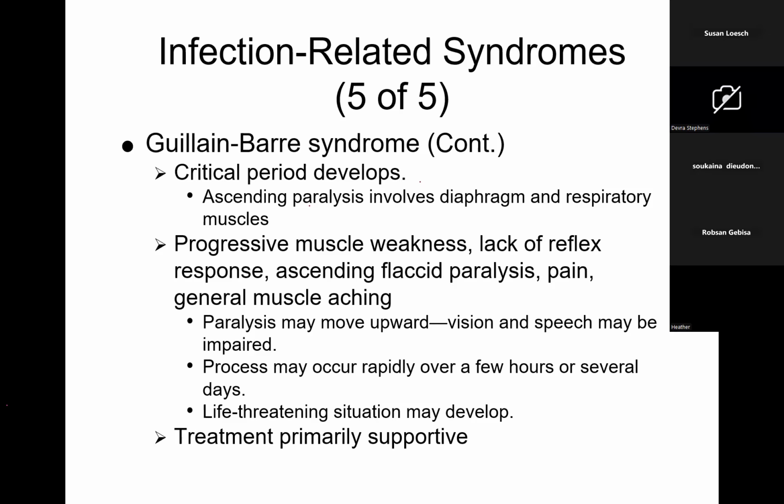So the signs and symptoms for Guillain-Barré are progressive muscle weakness and areflexia beginning in the legs, ascending flaccid paralysis accompanied by paresthesia, pain, and general muscle aches. Speech and vision can be impaired here. If swallowing or respirations are affected, a life-threatening situation develops. So again, they might end up on a ventilator here. And they also could present with things like cardiac arrhythmias and fluctuating blood pressures. They might not be able to sweat.